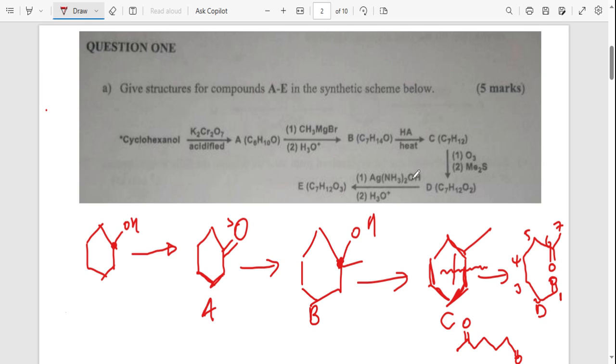Okay, thank you. And then in the next one, you can see we are converting D. Now we are converting it to E. Look at what we are reacting with. The reagent we are using here is known as Tollens' reagent. Anyone please to help us? If you are having Tollens' reagent, what does Tollens' reagent do? So Tollens' reagent, anyone who can help us?